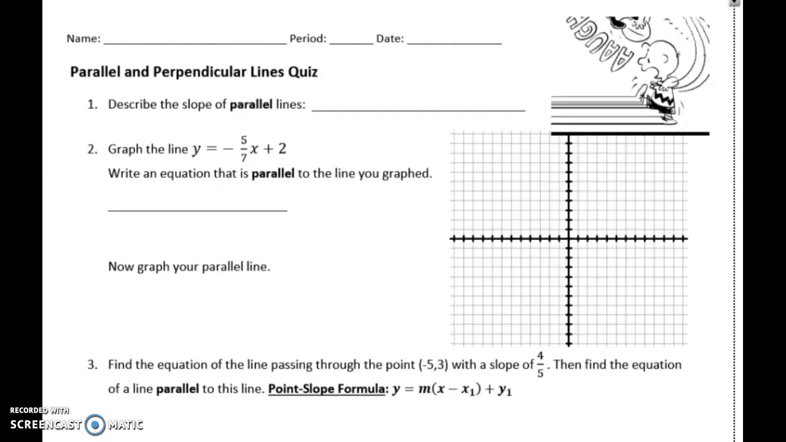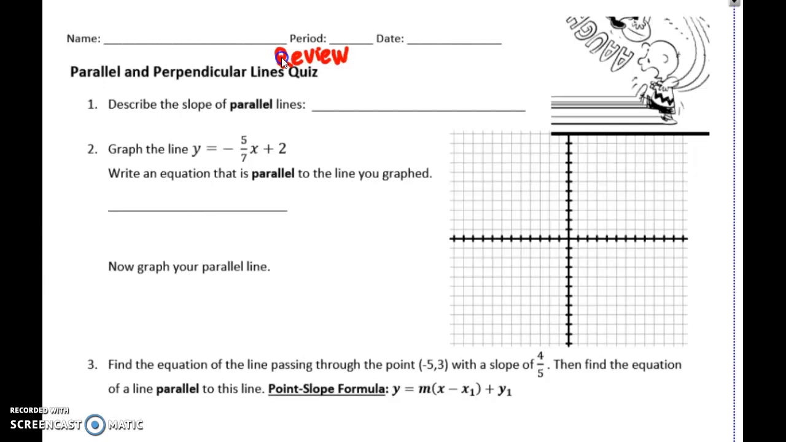Alright, so on the back of your assignment from Friday, you had something that says parallel and perpendicular lines quiz. It actually said review for the quiz, and that's what this is. It's just a review, a preparation for the quiz today. So we're going over it together right now as a review so we can be successful on today's quiz.